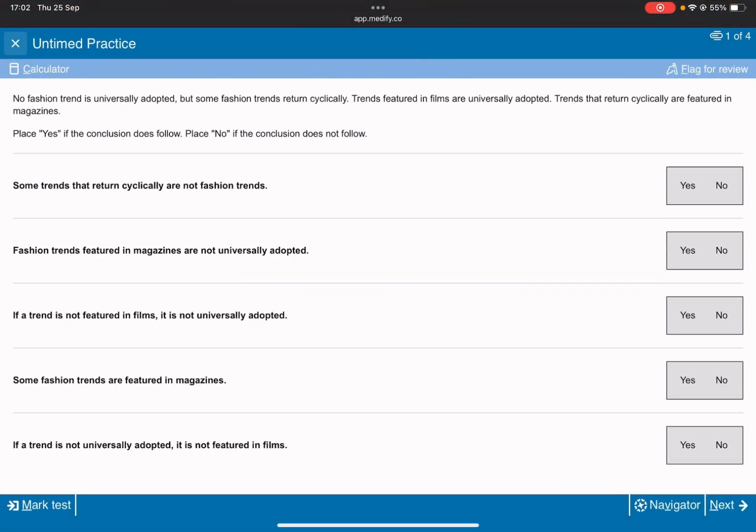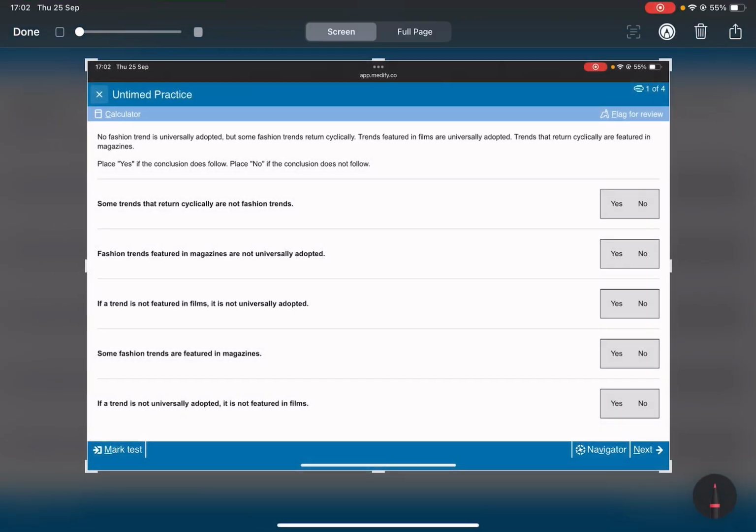Okay, and so the last question, let's have a look at this one. No fashion trend is universally adopted, but some fashion trends return cyclically. Trends featured in films are universally adopted. Trends that return cyclically are featured in magazines. So some trends that return cyclically are not fashion trends.